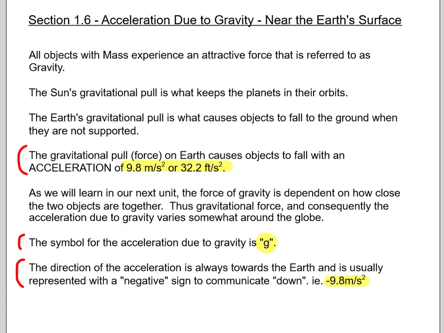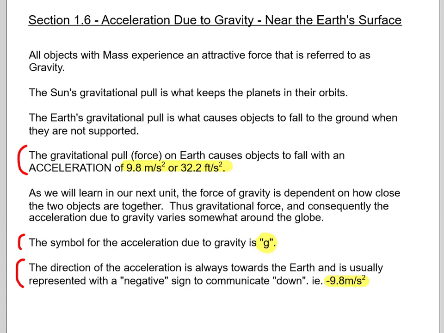So all objects with mass experience an attractive force that is referred to as gravity. It's what holds you on this Earth. The sun's gravitational pull is what keeps the planets in their orbit. The Earth's gravitational pull is what causes objects to fall to the ground when they're not supported.